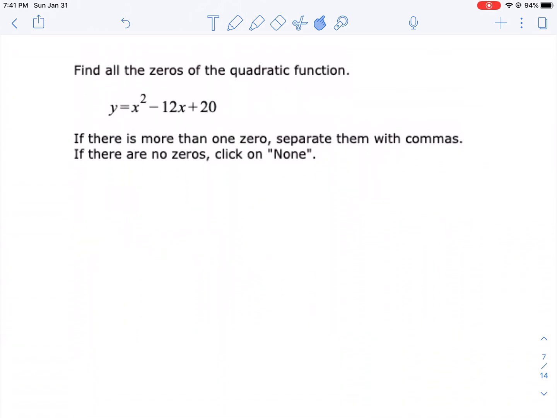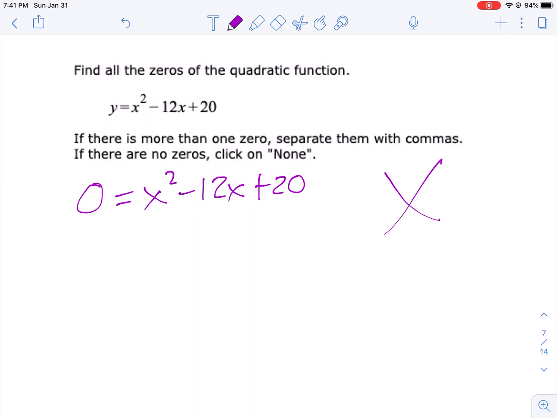Okay, on this question, when I find the zeros of the quadratic function, we make y 0, and we solve for x. Just like we've done before. I look at this. Can I factor this? Can I find two numbers that multiply to positive 20, but they add to negative 12? I know they're both negative.